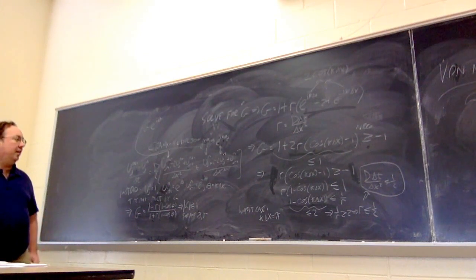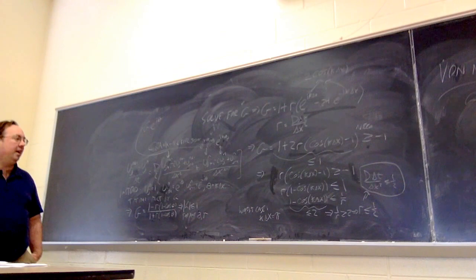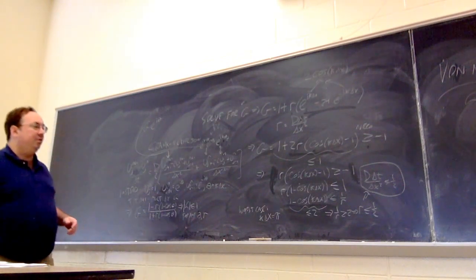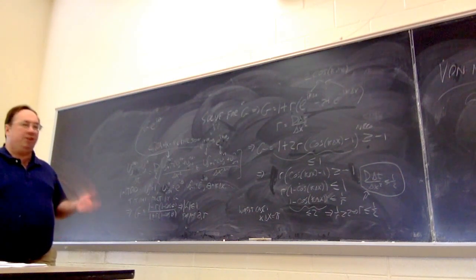So you can try von Neumann analysis with other kinds of schemes to determine whether they're conditionally or unconditionally stable. So all it is, you substitute the initial data, e to the i k x, and work out the growth factor.